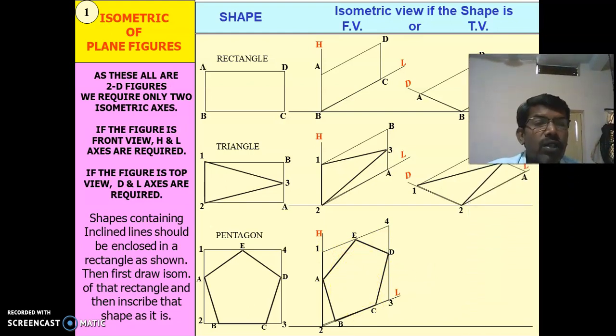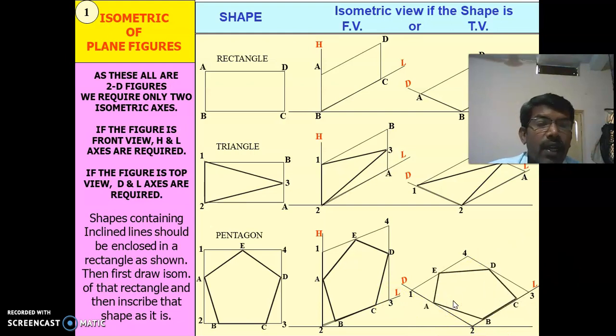And if you go to the next case, the horizontal pentagon, first 1 2 3 4 will be drawn horizontally, and then the next is taken.